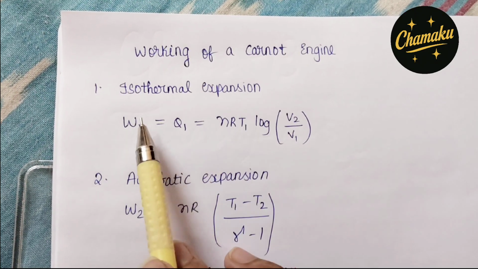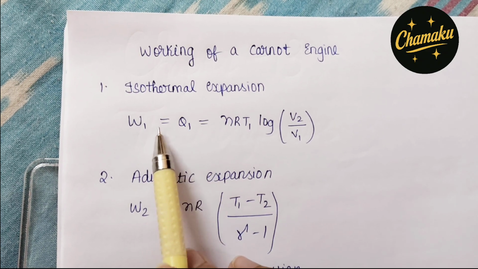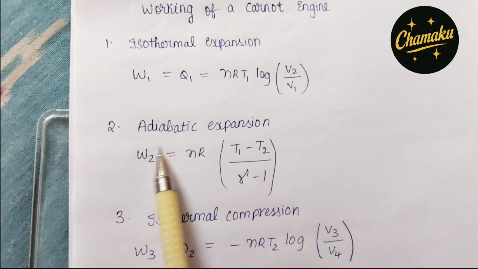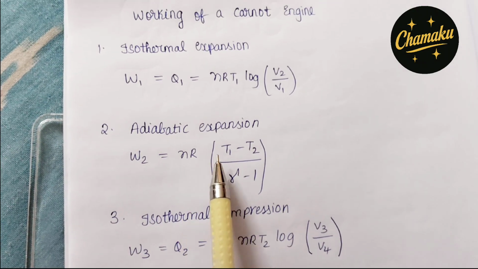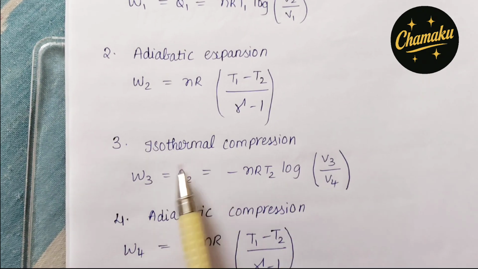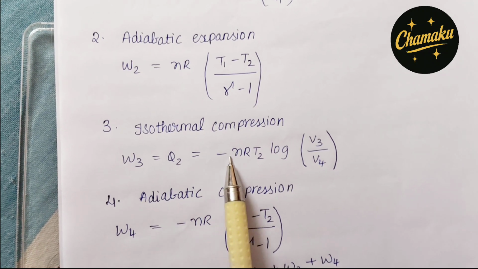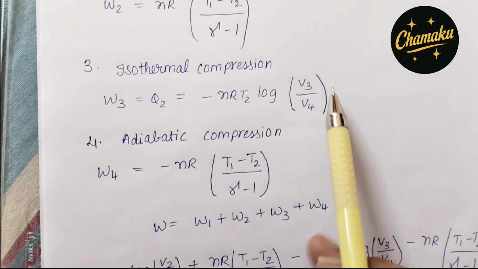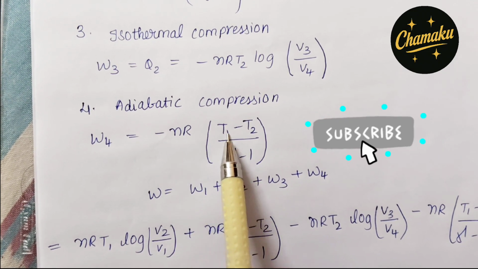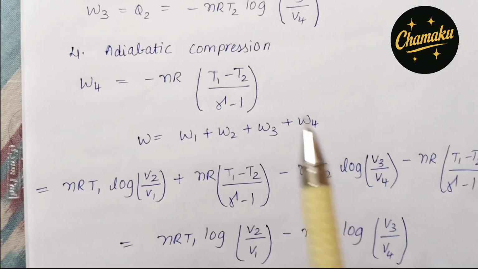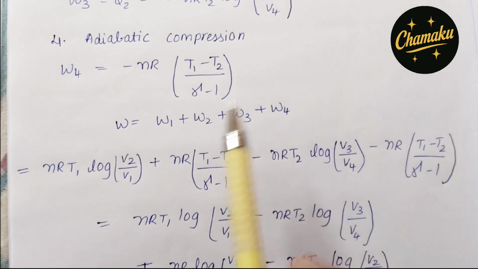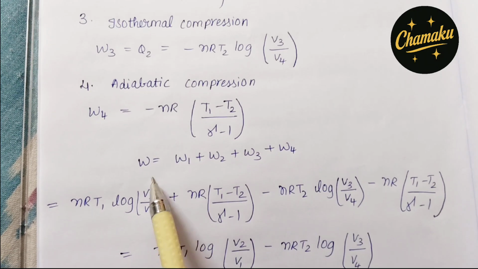Isothermal expansion: work done W1 is equal to Q1, which is equal to nRT1 log V2 by V1. Adiabatic expansion: W2 is equal to nR(T1 minus T2) by gamma minus 1. Isothermal compression: W3 is equal to Q2, which is equal to minus nRT2 log V3 by V4. Adiabatic compression: W4 is equal to minus nR(T1 minus T2) by gamma minus 1. So work done is equal to W1 plus W2 plus W3 plus W4. These four equations we must write, okay?